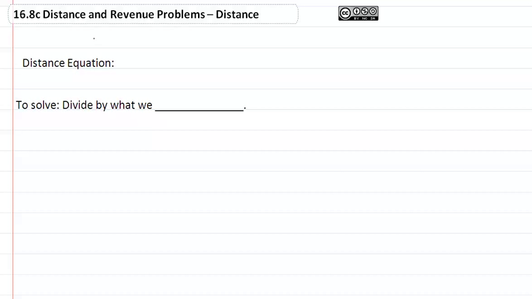16.8C, distance and revenue problems, distance. The distance equation is rate times time equal to distance. To solve, just like we did with our revenue problems, we divide by what we want to solve for. Our setups are very similar.